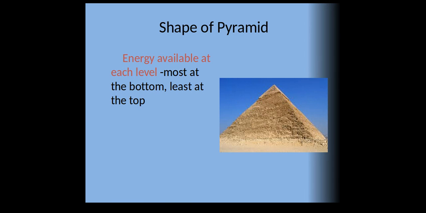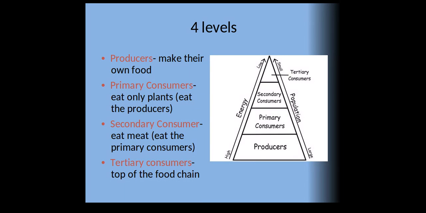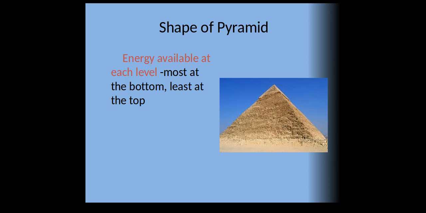Have you ever noticed in most communities, for example, how many more producers, plants, trees, grass, there are than tertiary consumers? This is exactly why. You can see this once again in this pyramid. At the very bottom, there's a large population of producers, and at the very top, there's a small population of tertiary consumers. With every single step up in the pyramid, a lot of energy is lost. This means that there is much less energy for the tertiary consumers to harness, for example, than the producers.